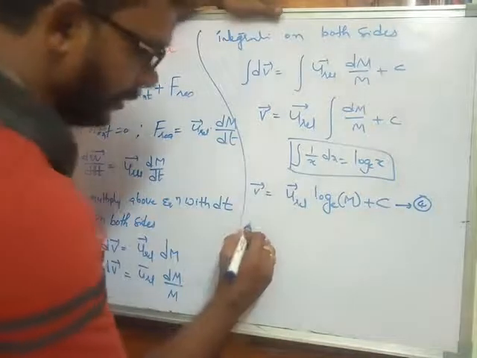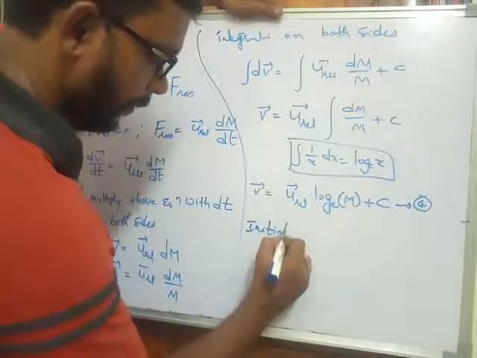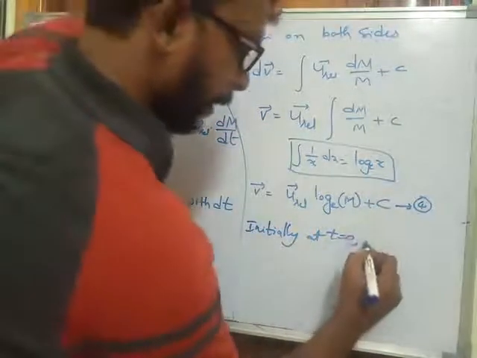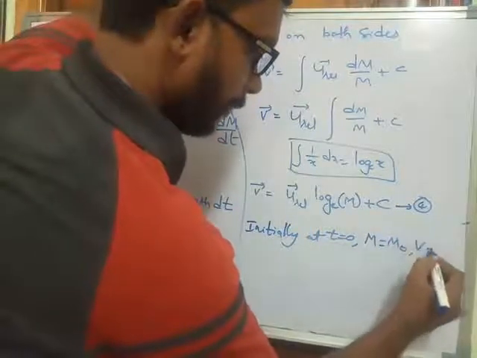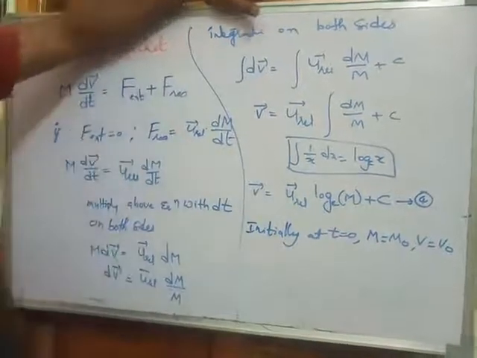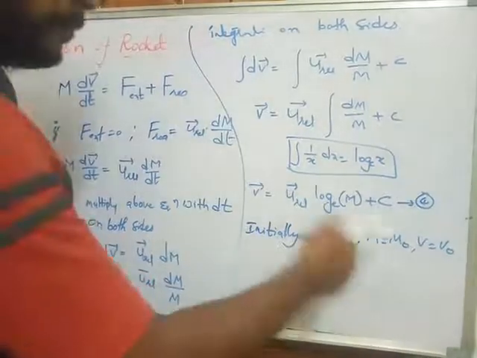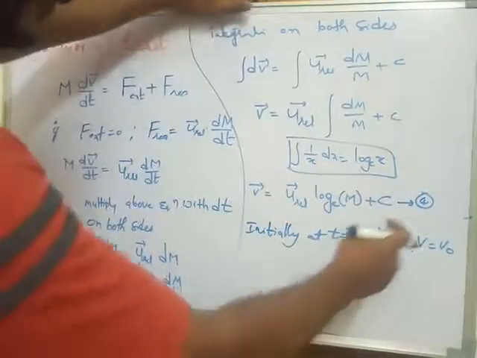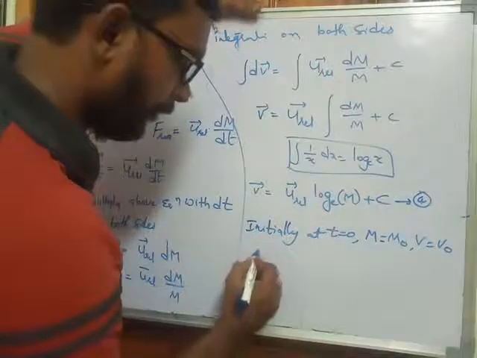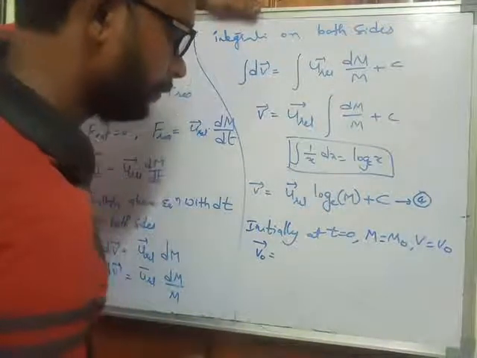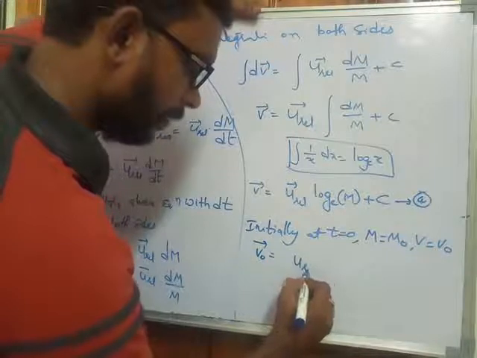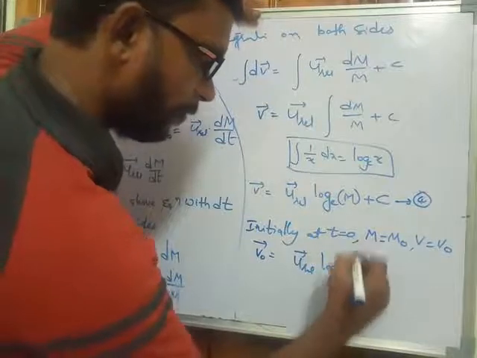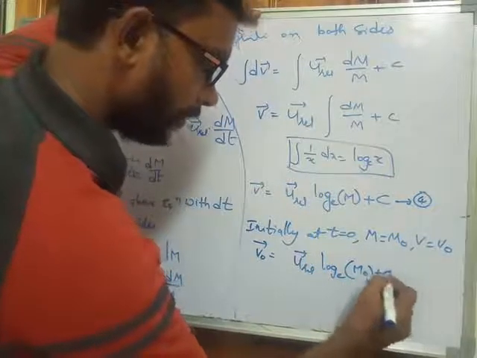Now initially at t equal to 0, m can be taken as m0 and v can be taken as v0. Initially at t equal to 0, the mass of the rocket can be considered to be m0 and its velocity is v0. Substituting these two in the above equation, what do we get? v0 bar equal to relative velocity into log e, instead of m we take m0, plus c. From this one what do we get?